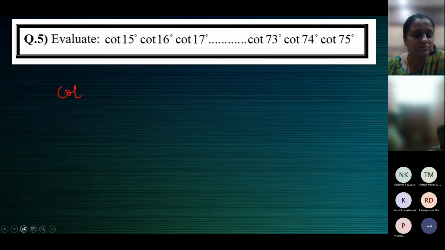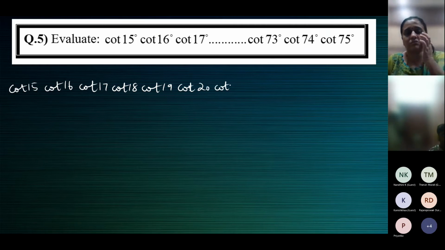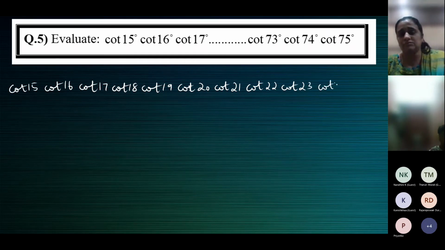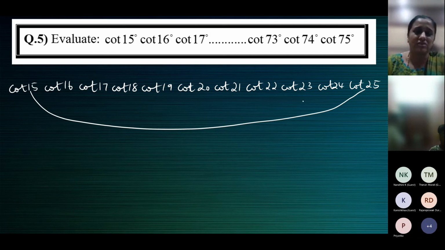We'll just take an example like this. Consider this one, cot 15, cot 16. Please be patient. All right, now I have written from 15 to 25. I have not written from 15 to 75, but I've written from 15 to 25. Now let's pair. I'm just showing you how the pairing works. Here the angles are not complementary, children. I'm just showing you when we pair, what is left out in the middle. Instead of taking from 15 to 75, I'm showing you from 15 to 25 how it works.